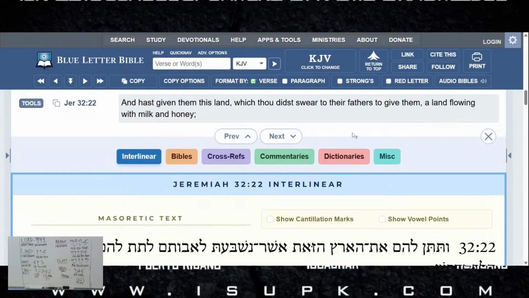All right. And has given them this land. That's what it's saying. We translated it.